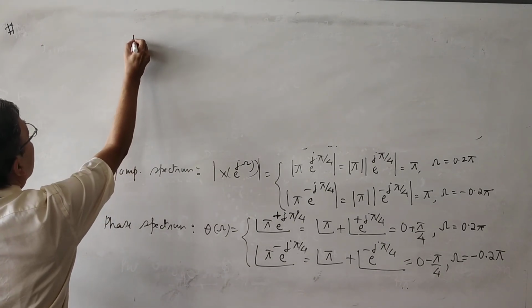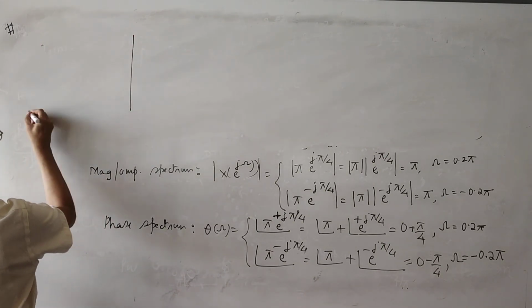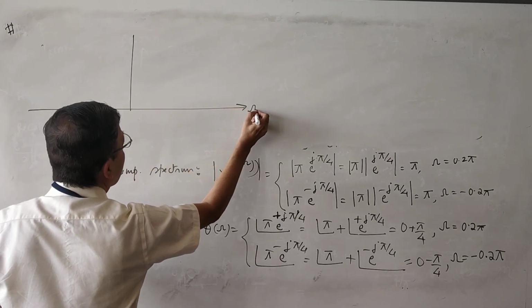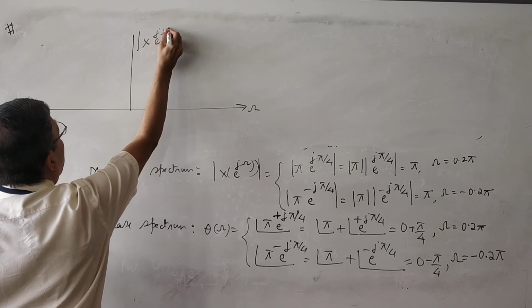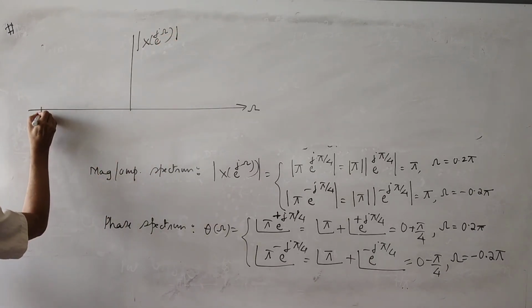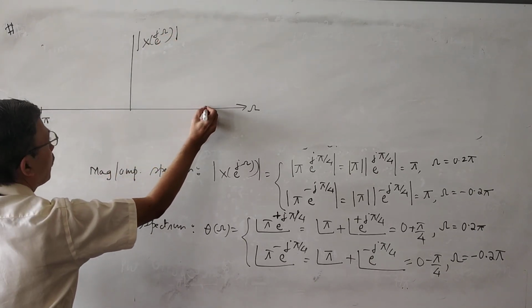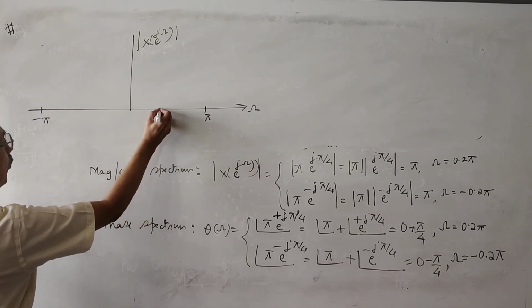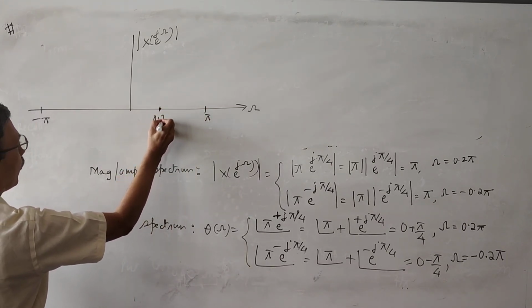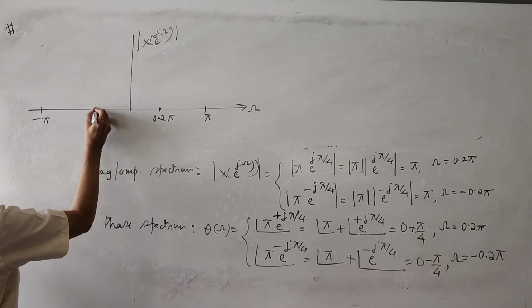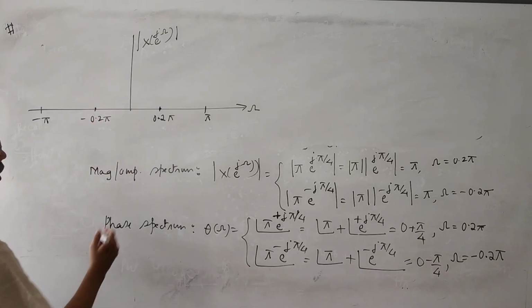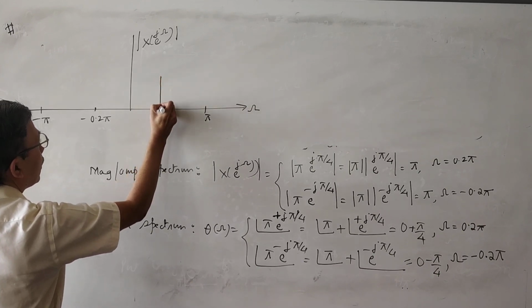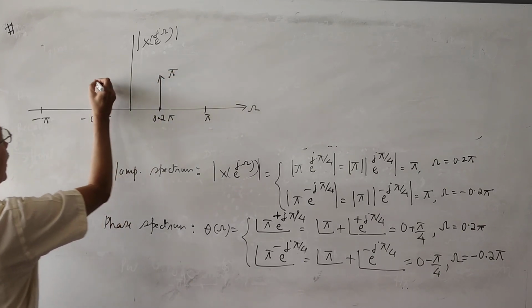Please watch. First I will draw the magnitude spectrum. X-axis is omega. Y-axis is magnitude of X of e power j omega. This is minus pi. This is plus pi. This is 0.2 pi. This is minus 0.2 pi. At plus 0.2 pi, what is the strength of the impulse? Strength of the impulse is pi.